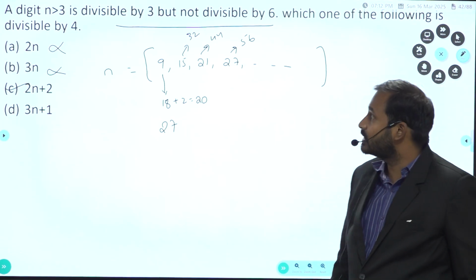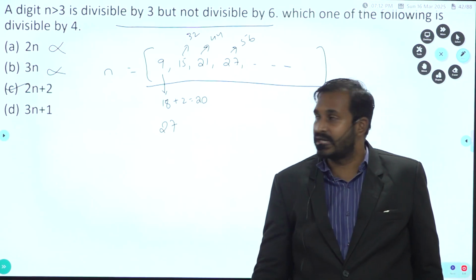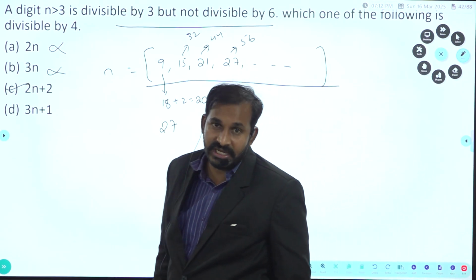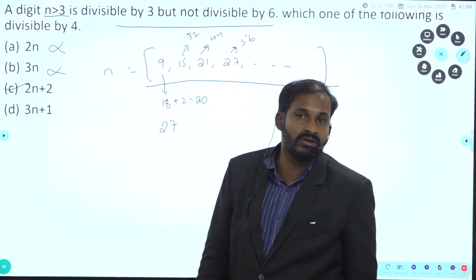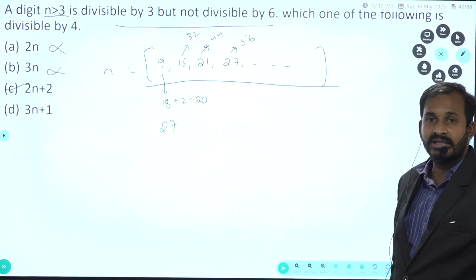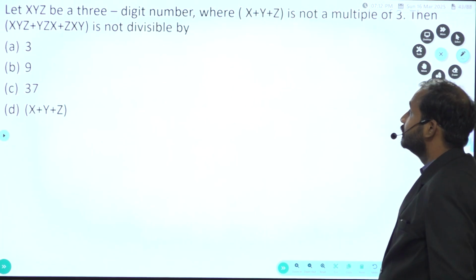Okay, understood the concept? First of all, we should take the data set for n. The values of n we can take here are odd multiples of 3 except 3. Why? Because n is greater than 3, so I cannot take 3. After that, I can take the remaining odd multiples of 3. Okay, next.